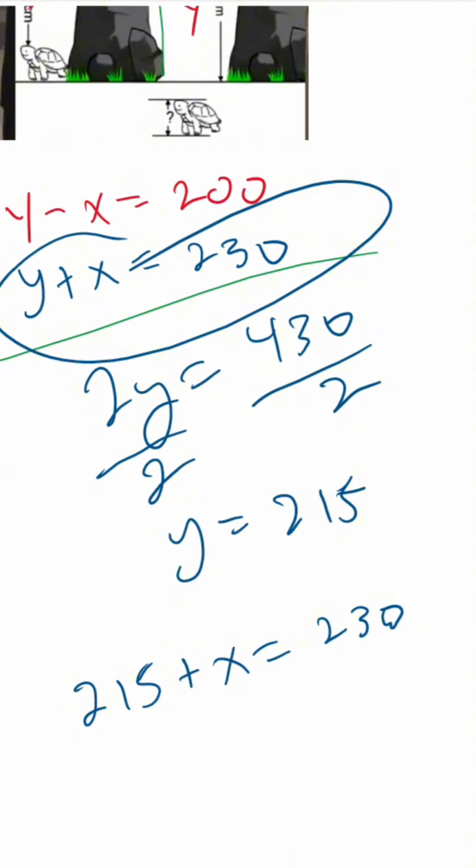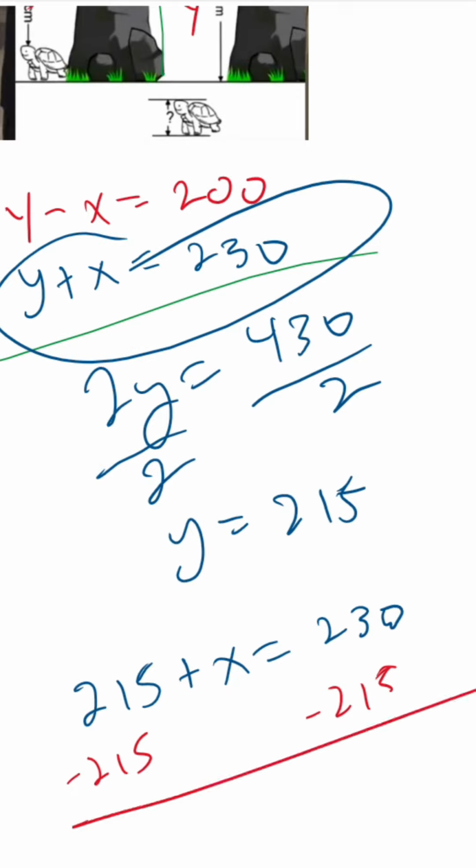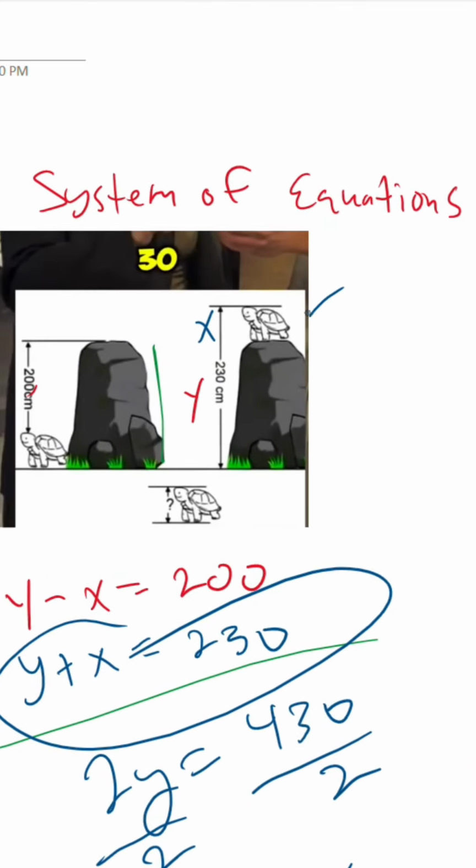Now, all we have to do is solve for X by subtracting 215 on both sides. When we do that, 215 is canceled, and we're going to get X is equal to 15. So in other words, the height of this turtle right here is 15 centimeters. And that's it. That's all you got to do.